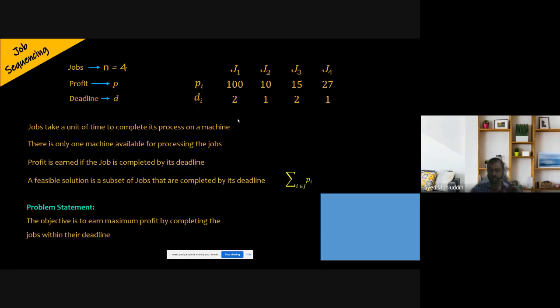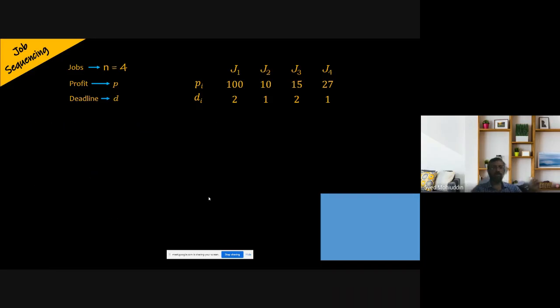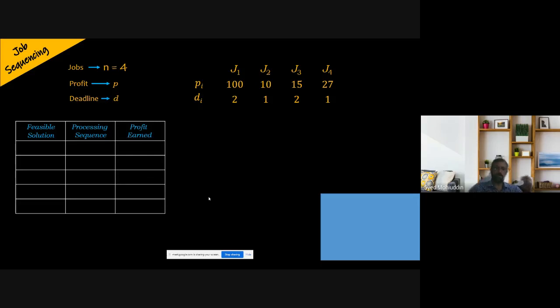A job cannot exceed its deadline. Within its deadline, a job has to be completed. So again, it's a maximization problem. We need to maximize the profit earned. Now let us try to solve this problem. I have a table here which says feasible solutions and the processing sequence. That means which job is scheduled first, which is scheduled next, and what is the profit earned for that feasible solution.